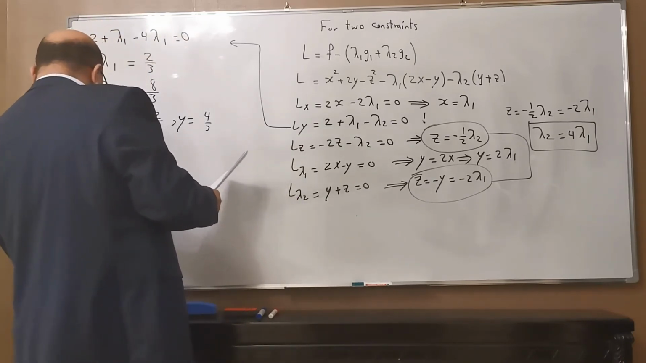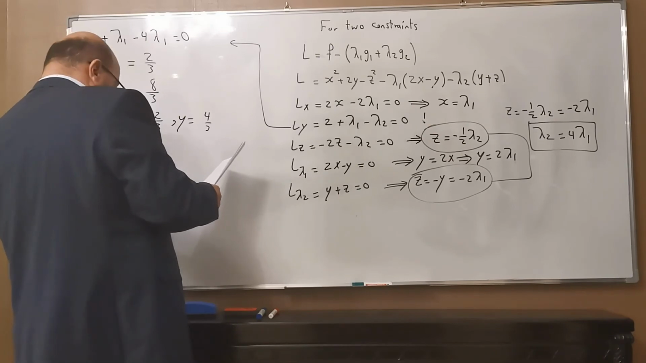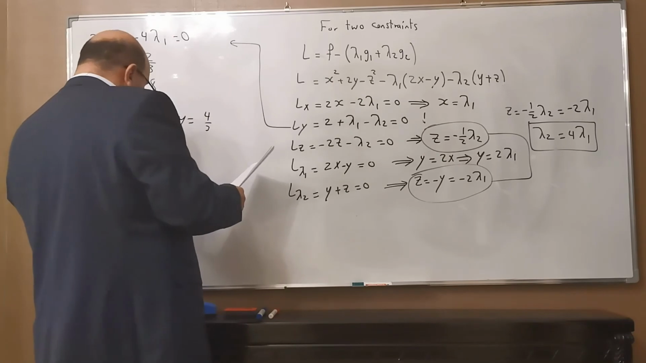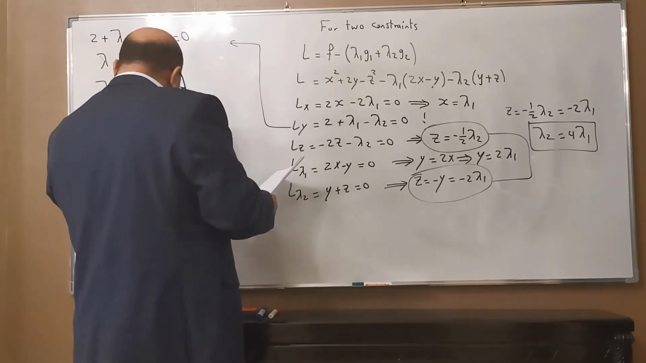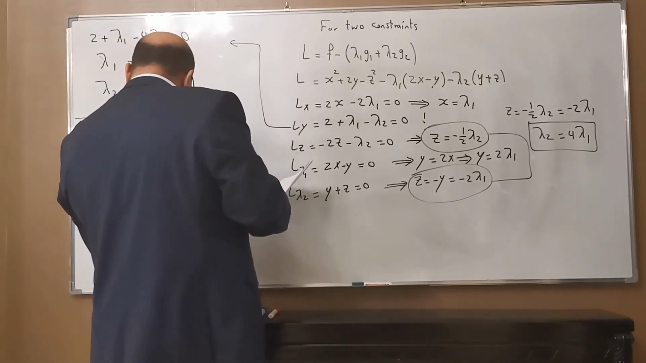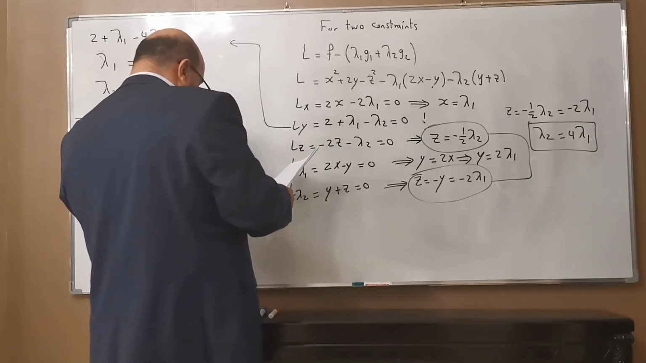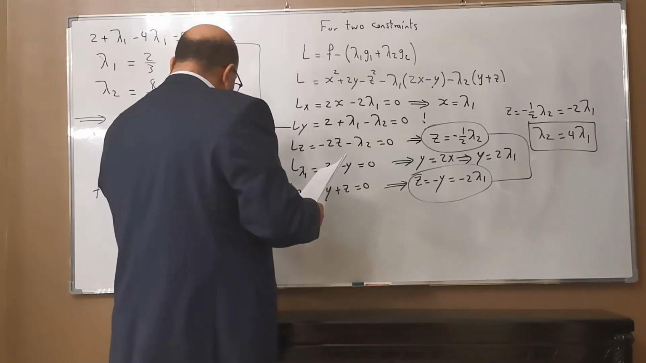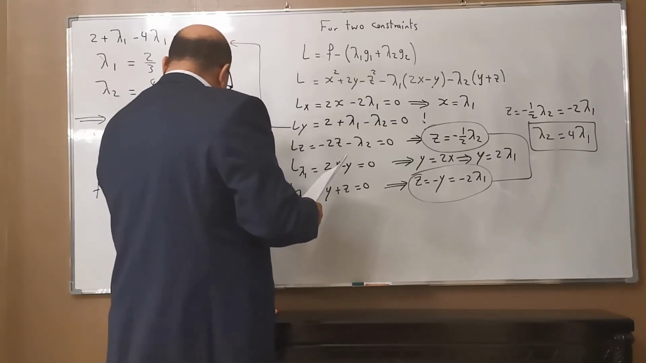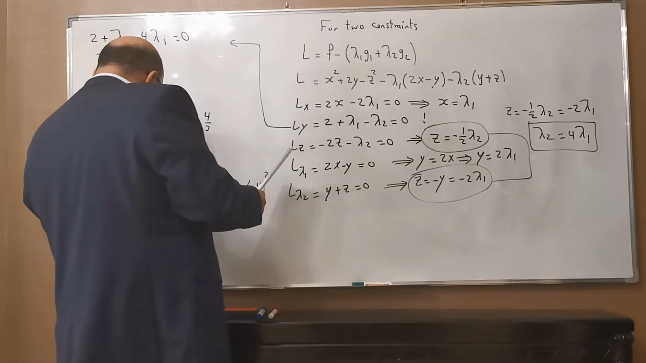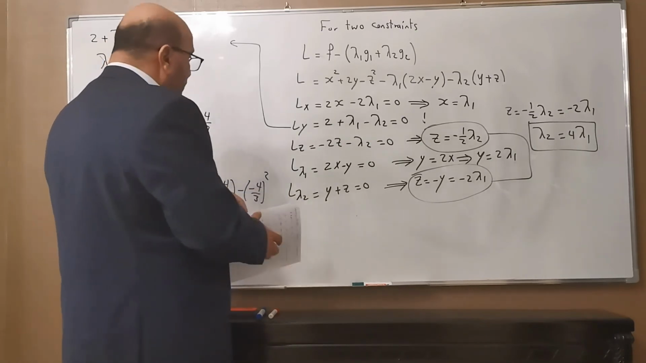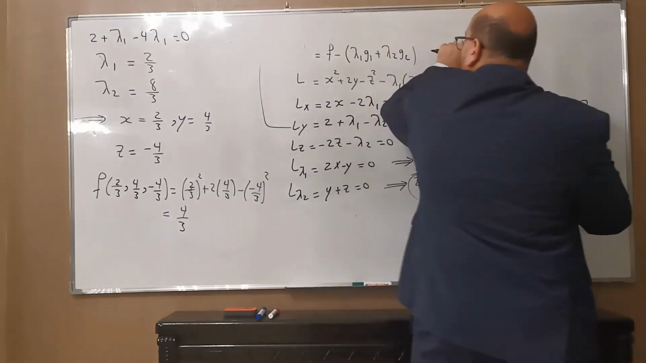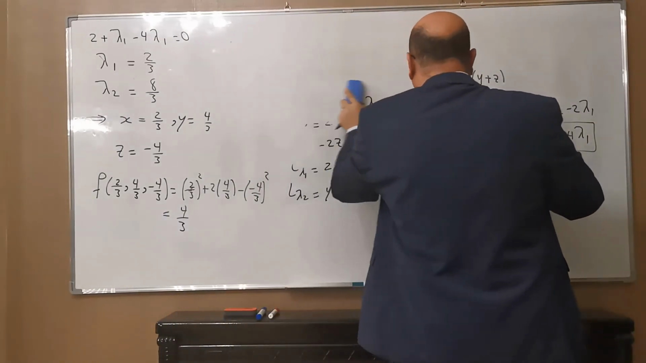And f of 2/3, 4/3, -4/3 equals 2/3 squared plus 2 times 4/3 minus -4/3 squared, and this equals 4/3. Okay, this is how we solve a problem with two constraints.